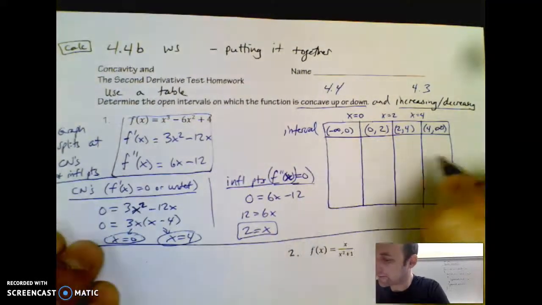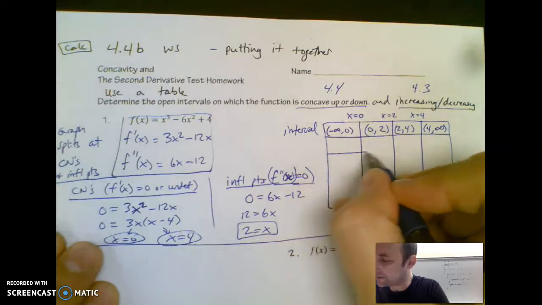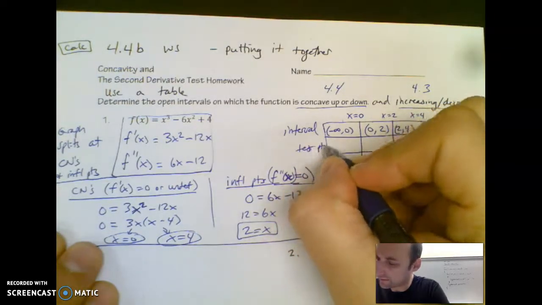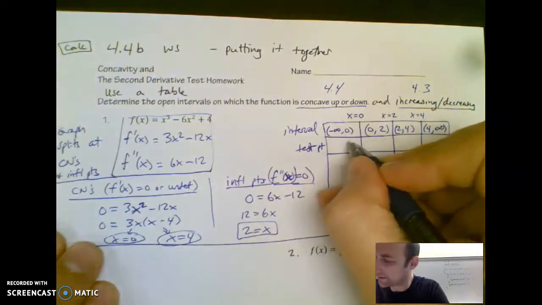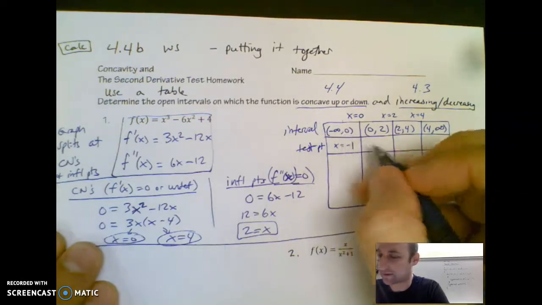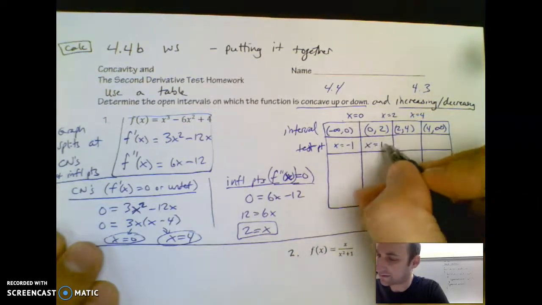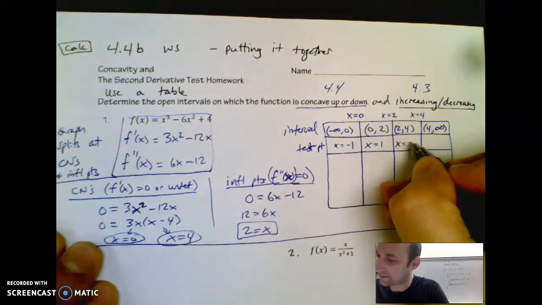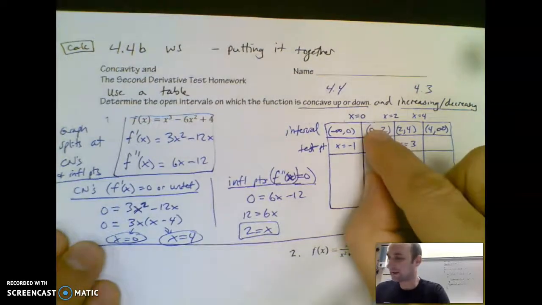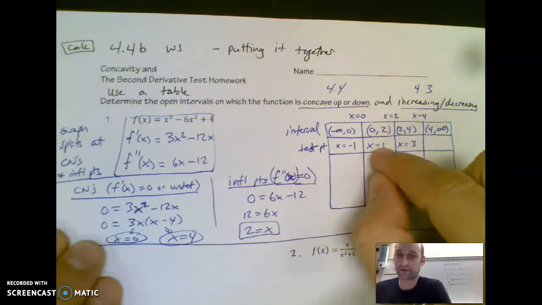Okay, so after your interval is picked, you need to pick a test point in each interval. A test point is anywhere between there and there. I always try to pick the smallest one that I can. Like -1 is in between those two numbers. How about 1 is on this interval? 3 is here. By the way, what if you ever had 0 and 1? You can do 0.5. You can do decimals.